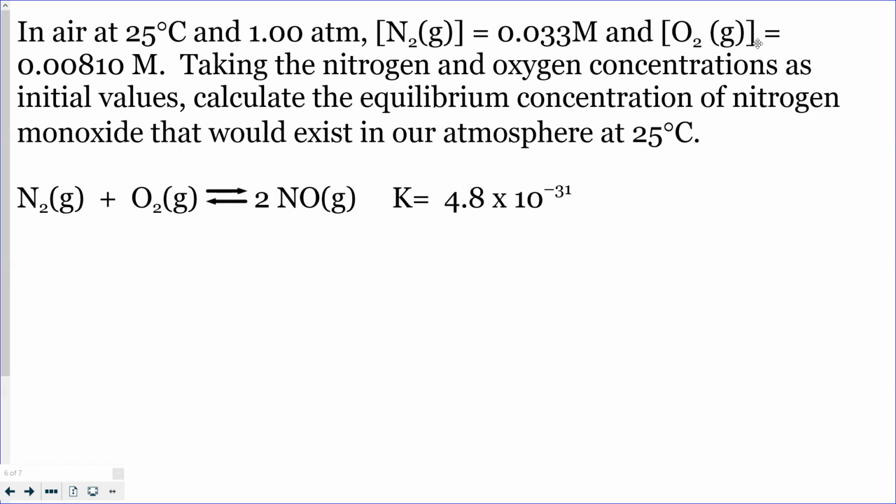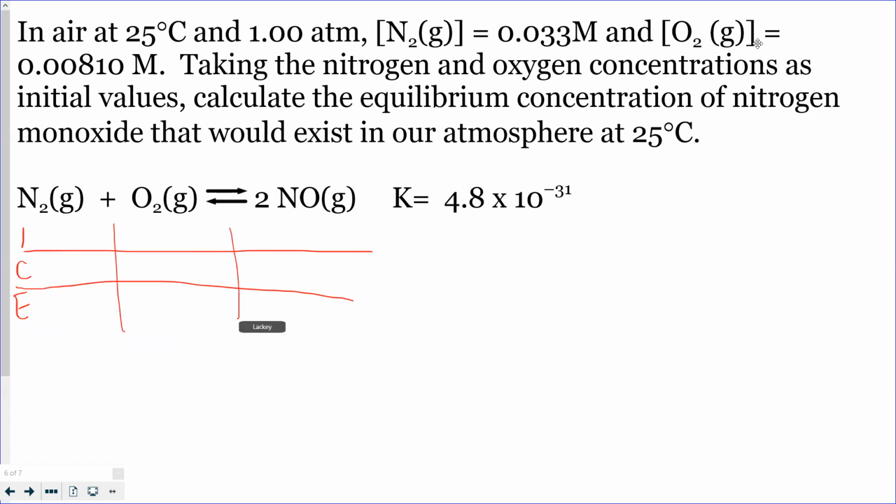So looking at our reaction as given, we're going to set up our ICE table. So we said nitrogen is 0.033 molar, oxygen is 0.00810 molar, and it did not say anything about us having nitrogen monoxide initially. So that is going to be set at 0. We have our K value, but that's all that we know. So we are going to have to figure out what our change is going to be and what our equilibrium concentrations are going to be.